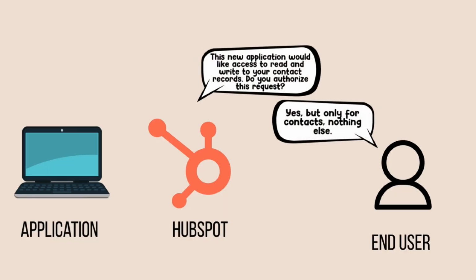It ensures that users never have to share sensitive passwords and allows them to grant very specific and very granular permissions to your app. So if your app only needs to read contact data, the user can grant only that permission and not access to their entire HubSpot portal.